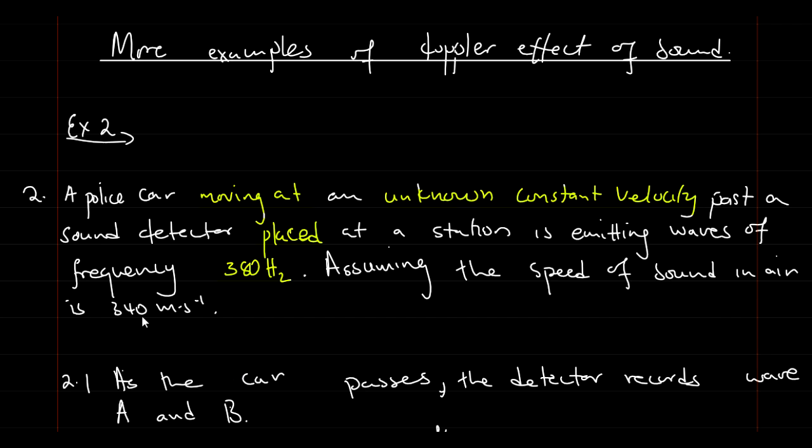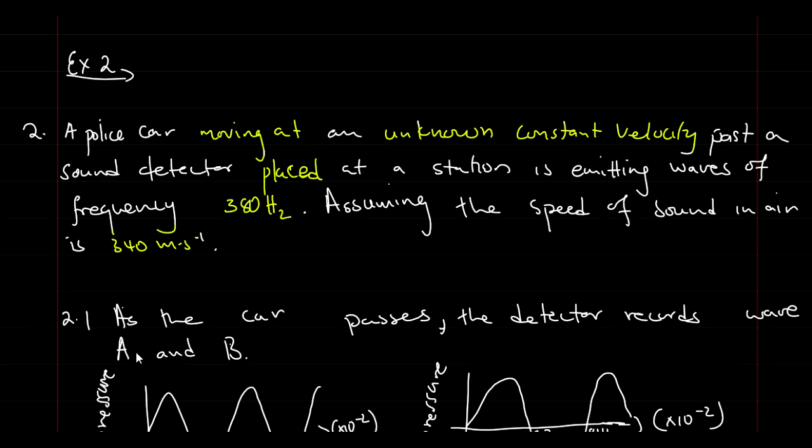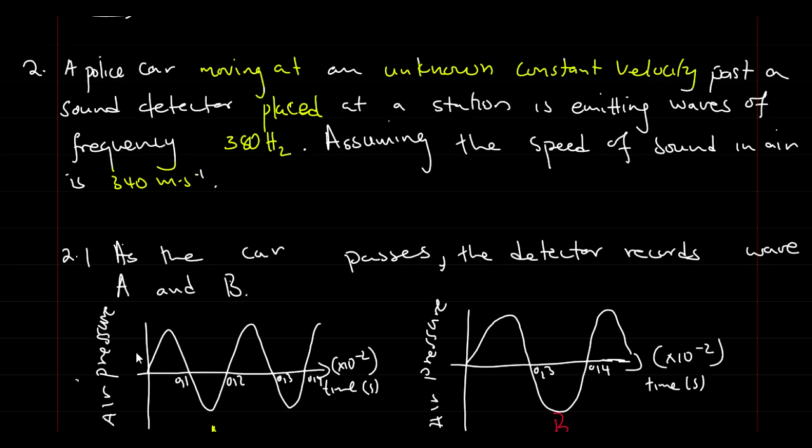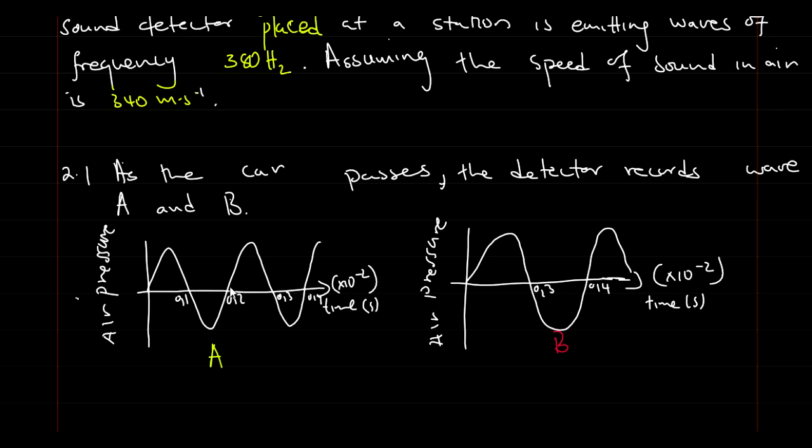Also we've been given the speed of sound in air on that particular day, which is 340 meters per second. Okay, so let's go to 2.1. It says, as the car passes, the detector records waves A and B. The waves are recorded as air pressure versus time, both A and B. As we can see, waves A and B look a bit different.